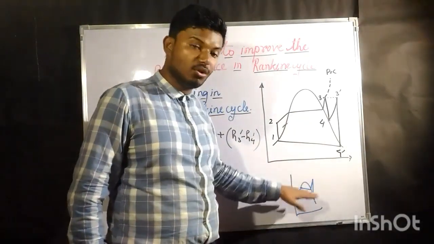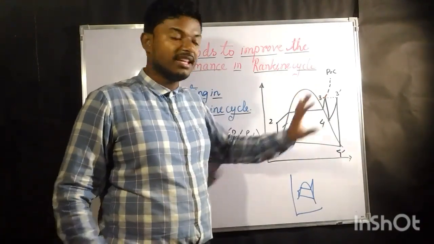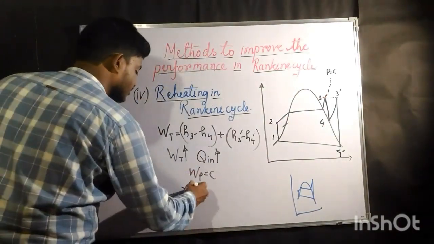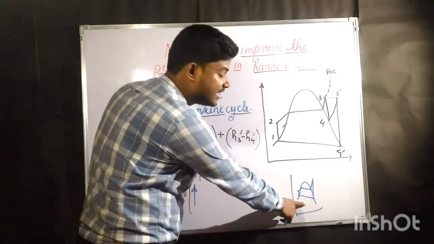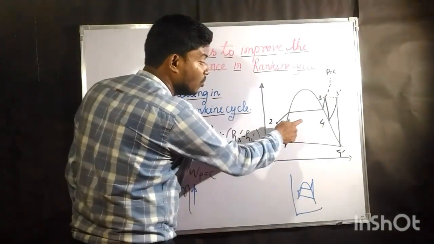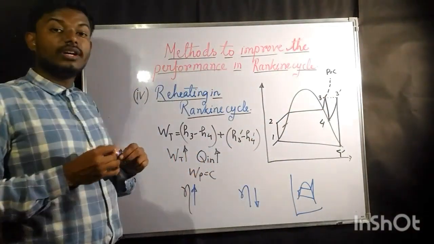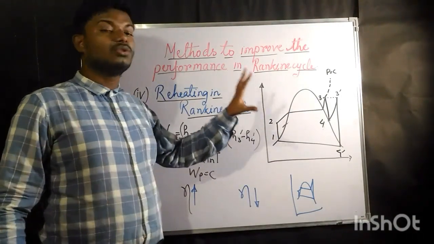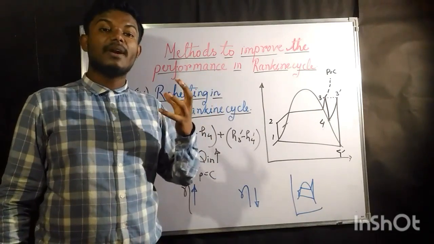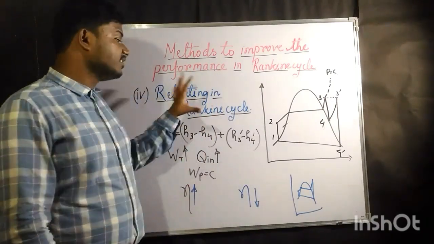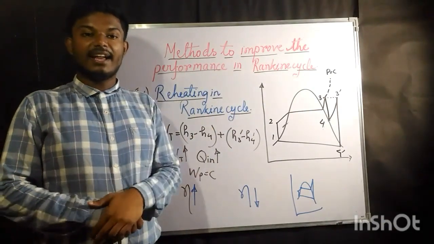If the mean temperature of heat addition in the normal cycle is lower than that of the reheated process, then efficiency will obviously increase. But if the mean temperature of heat addition is higher in the normal case and lower in the reheat case, then efficiency is going to decrease. So it is hard to tell whether the efficiency increases or decreases without the proper data. This is another process to improve the performance of the Rankine cycle.